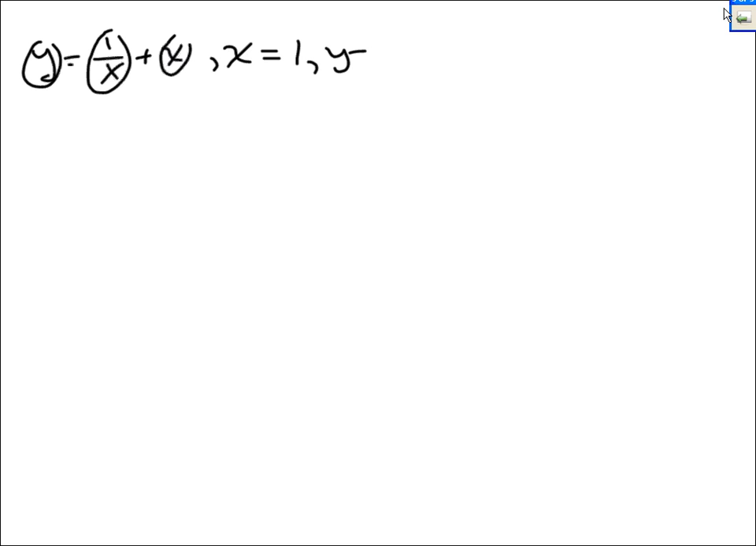Let's try one more. Suppose you have y equals 1 over x plus x. You want to find the circle of curvature to that graph at x equals 1. Well, if x is 1, 1 over 1 is 1, plus 1 is 2. So y is 2. So you have a point. And I'll give you what the graph looks like.